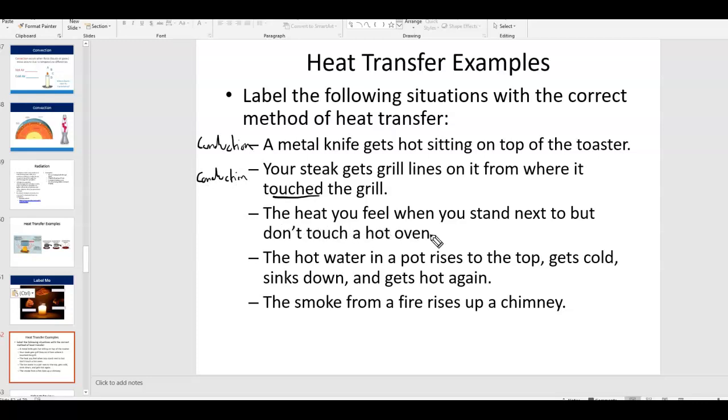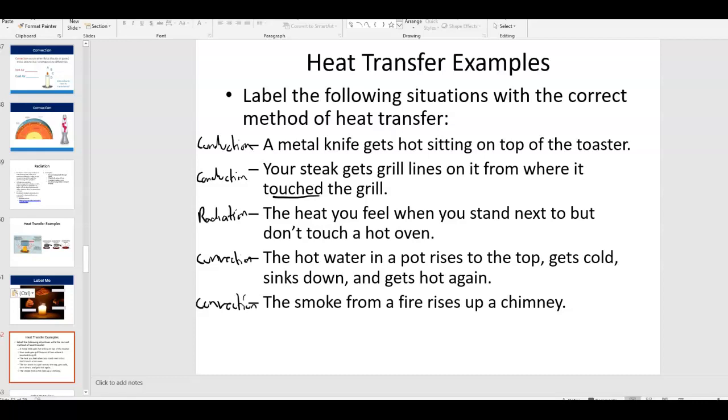The heat you feel when you stand next to but don't touch a hot oven. If you're next to the oven, and there's not direct contact, it could be conduction or radiation. But typically if you're standing next to something and not above something, it's going to be radiation, because those infrared photons we talked about can go in all directions. With convection, remember, hot fluids tend to rise straight up. So these next two are both going to be convection because they both involve hot fluids rising and falling. So convection and convection. Sorry if you can't read those. Those last two both say convection.